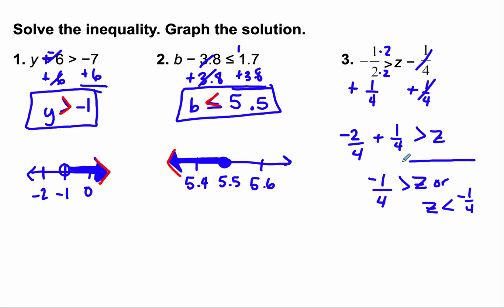If you flip-flop the inequality so the variable comes first to help you with your graph, then you need to make sure you flip-flop the sign as well. Remember, alligator eats the bigger number. Here, the negative 1/4 is the bigger number. The alligator is eating the bigger number here.